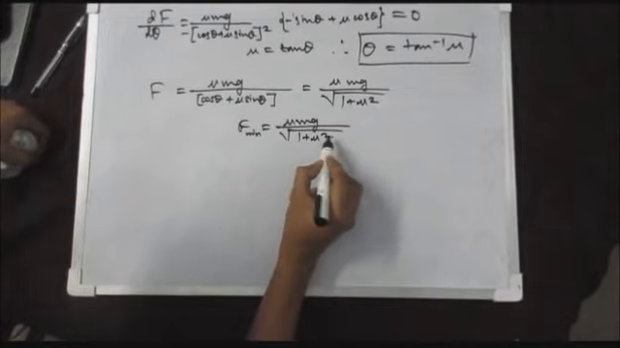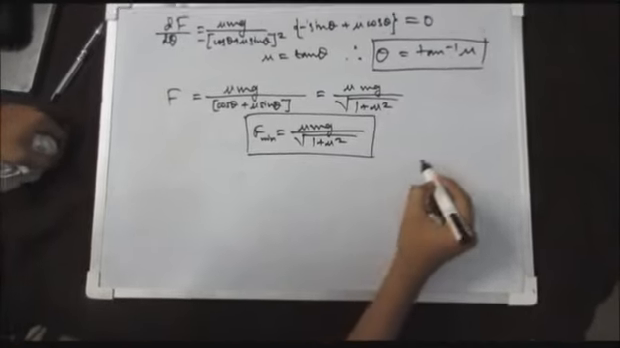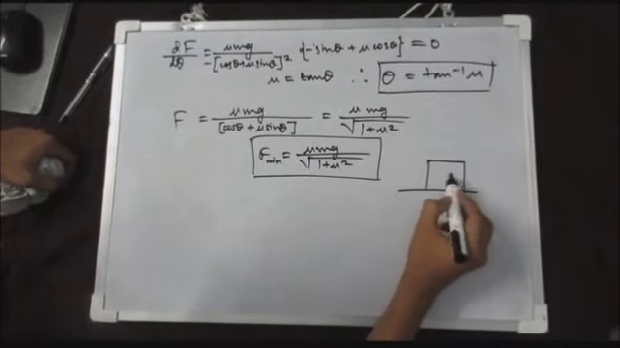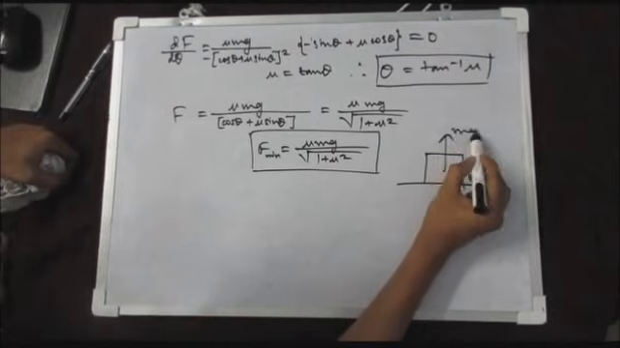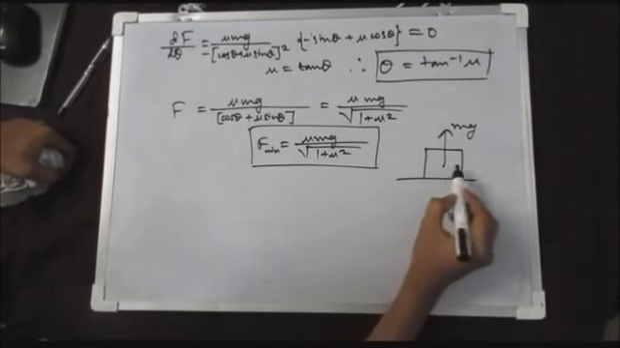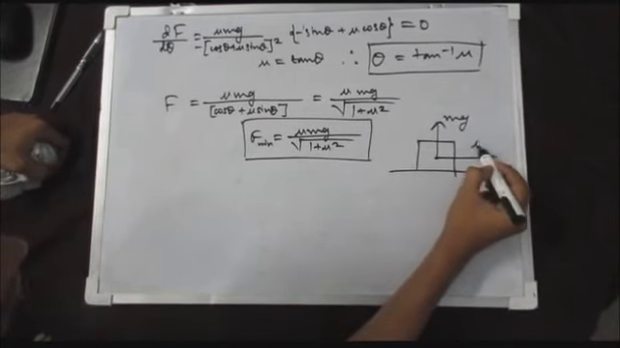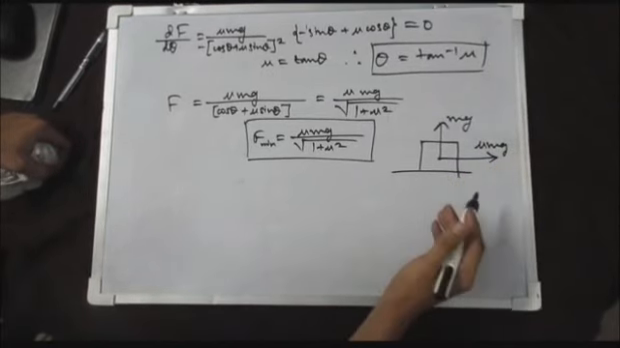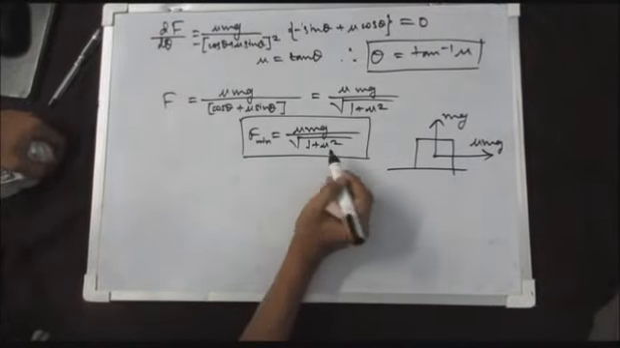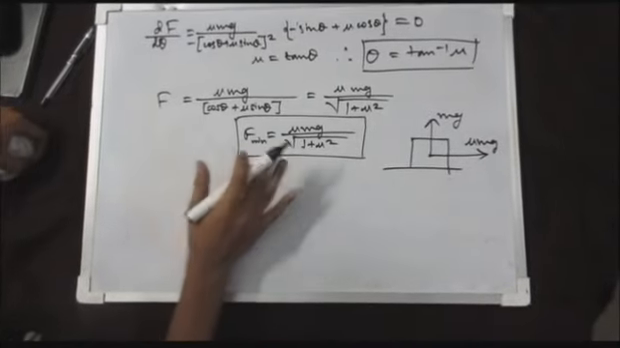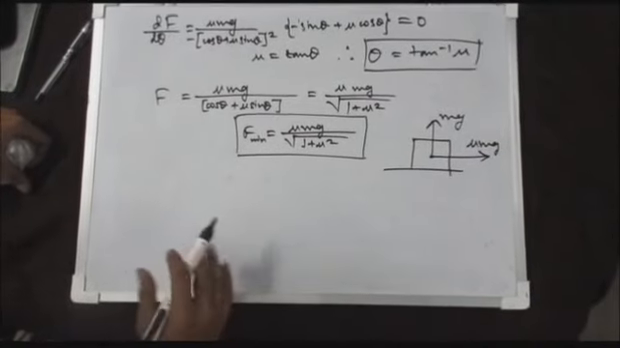You see, this force is less than both the forces required in the other cases. If you want to lift the box, you need the force mg. This happens to be less than mg. If you want to push it exactly to the right, you need a force mu mg, because you need to beat the friction. This is less than mu mg also. So that's the minimum force required to move the box, and that's the angle at which the force is required to be applied. That's it.